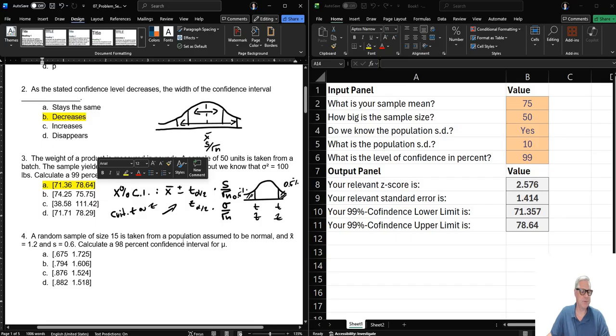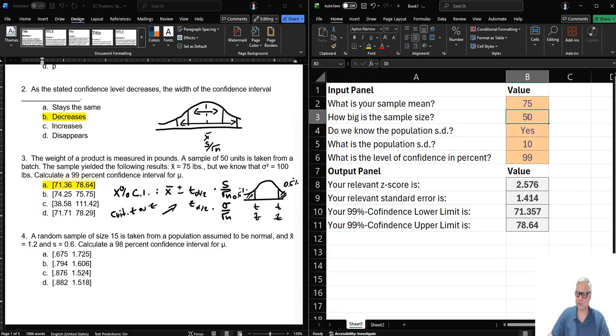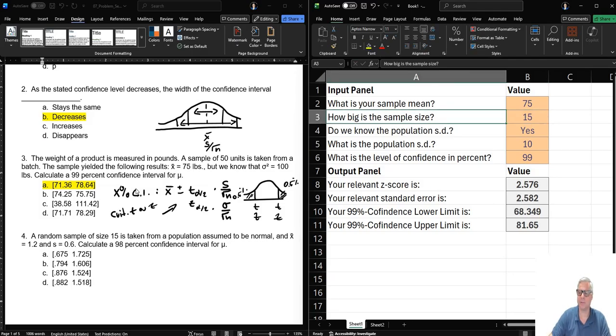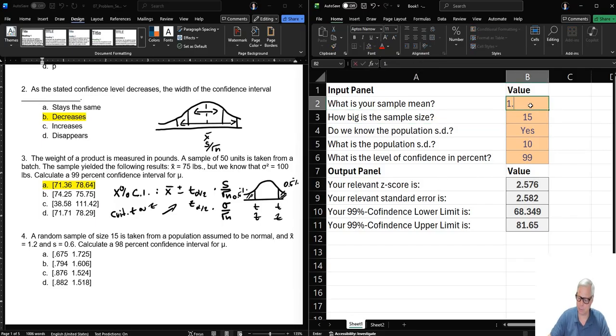Okay, but now you see we have another question. A random sample of size 15. So now, sample size, we just use our template, we enter 15. Is taken from a population assumed to be normal, and X bar, the mean is 1.2. So what is our sample mean? 1.2.